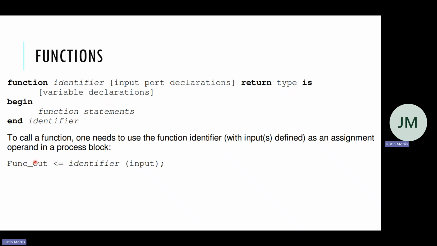So you're going to assign the output to this wire or vector of wires. And it has this assignment operator, which we're very familiar with, right? And then you just call the function and the inputs. And it basically just instantiates this combinational logic block, and the output is connected to it.